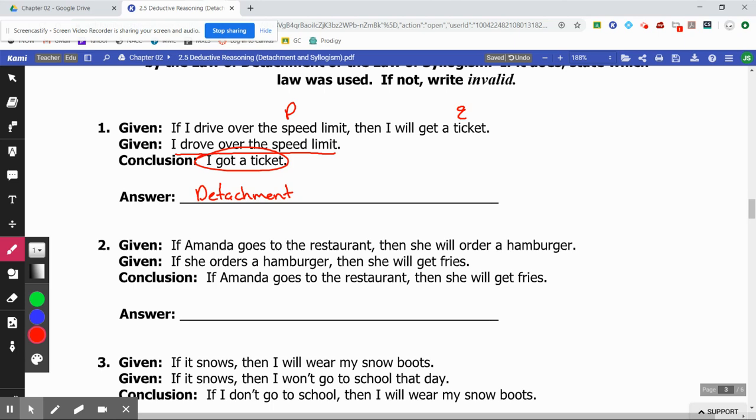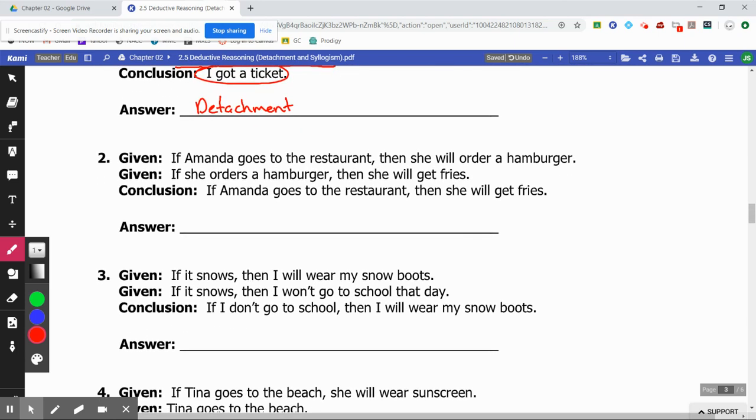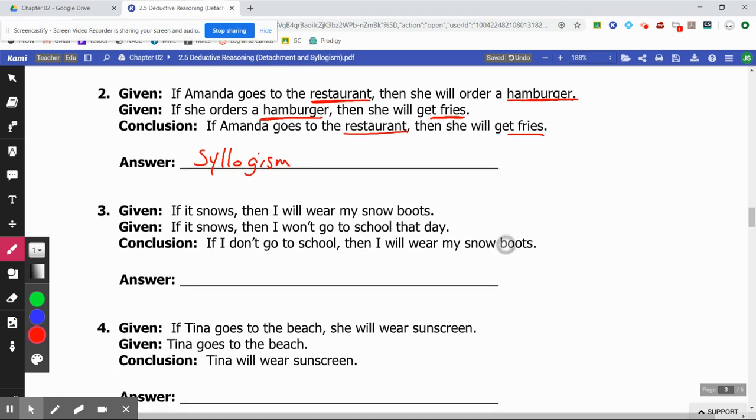Number two: if Amanda goes to the restaurant, she will order a hamburger. So restaurant implies hamburger. If she orders a hamburger, then she will get fries. So hamburger implies fries. So the conclusion there: if Amanda goes to the restaurant, she will get fries. That is your law of syllogism. P implied Q, Q implied R, so therefore P implied R.